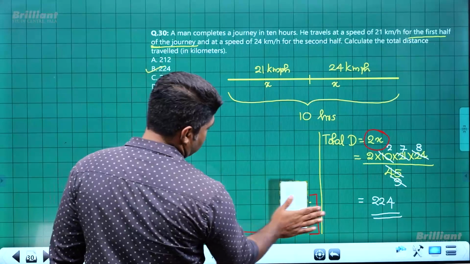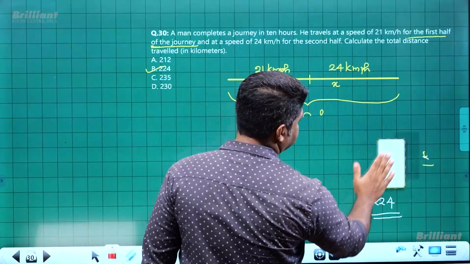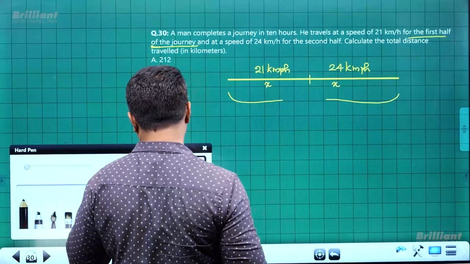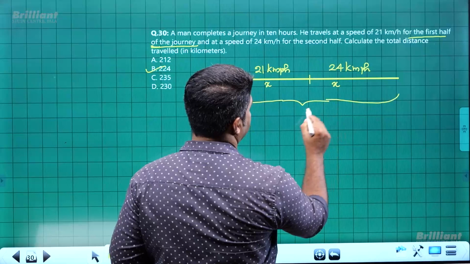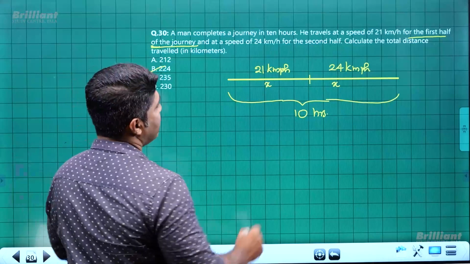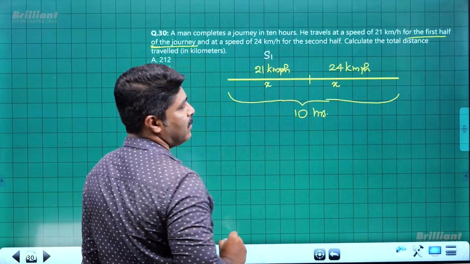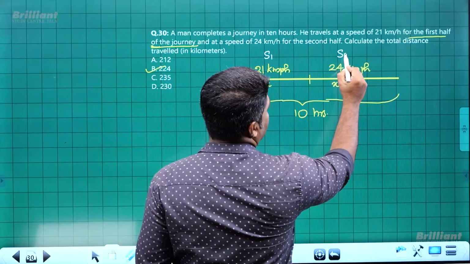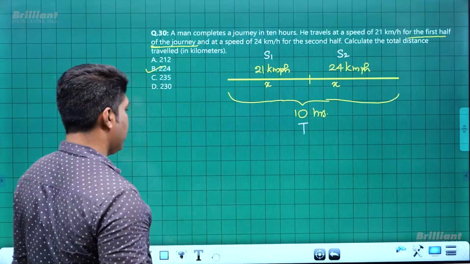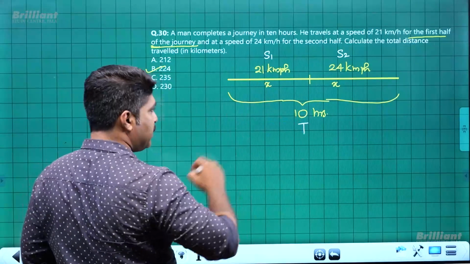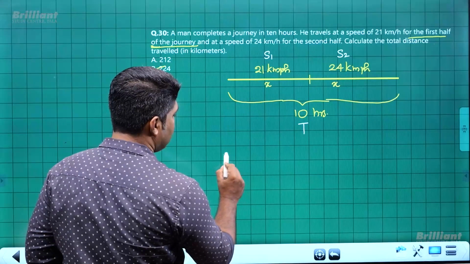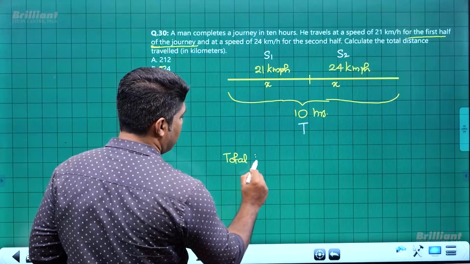So here we have to consider, in such a situation, which are the data available here. It is given that the total time taken is 10 hours. Instead of these given numerical values, we just consider them in the form of variables. This is speed 1, this is speed 2, this is t for total time, right? So then what is the total distance in such a situation?